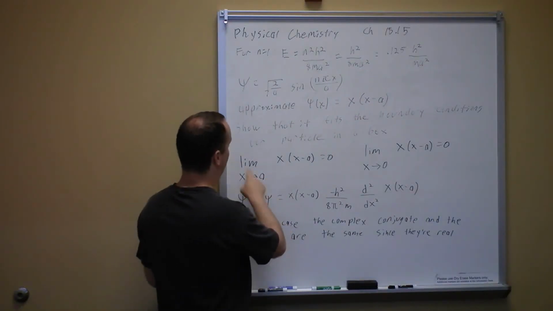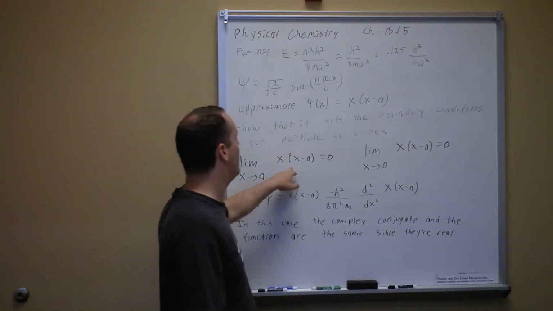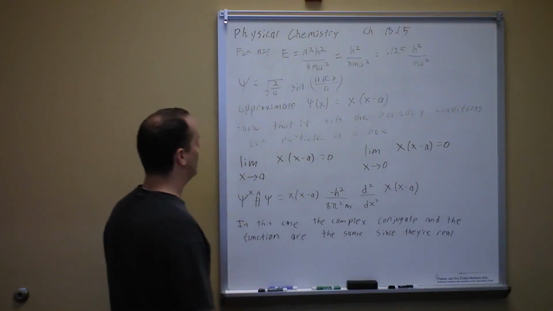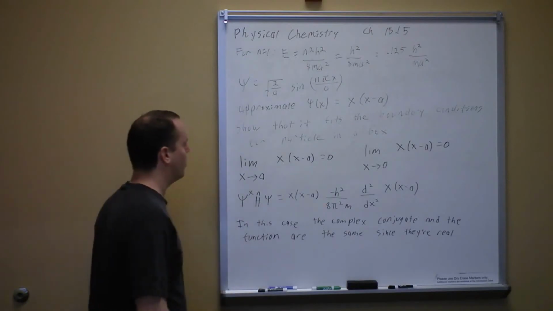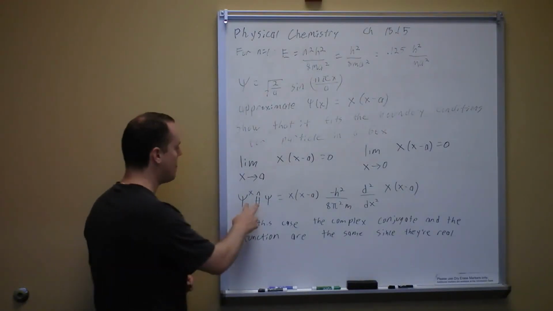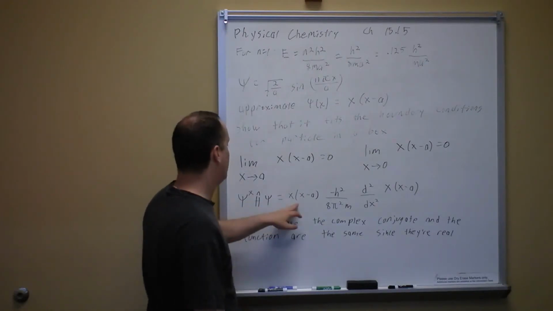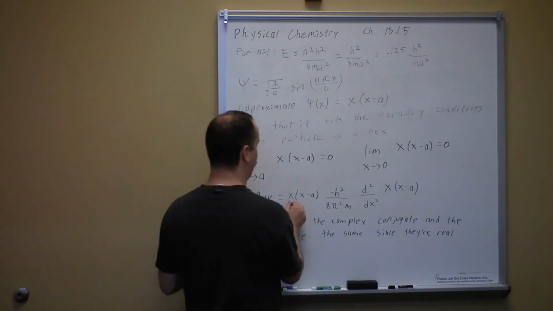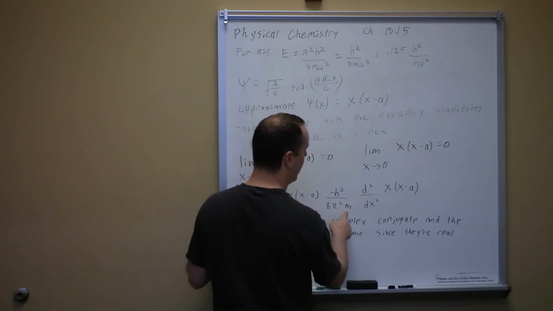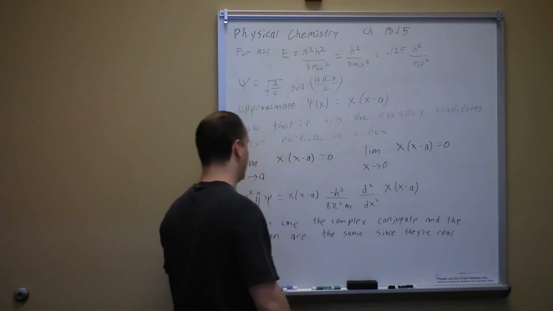The limit as x approaches a is equal to 0, so that's one end of the box. And likewise, the limit as x approaches 0 is equal to 0. So going to 0 at both ends of the box is one of the criteria, the boundary conditions for a particle in the box. So now we're going to find the psi star Hamiltonian psi. Our psi is x times (x minus a). The Hamiltonian is minus h squared over 8 pi squared m times the second derivative with respect to x, of our function x times (x minus a).